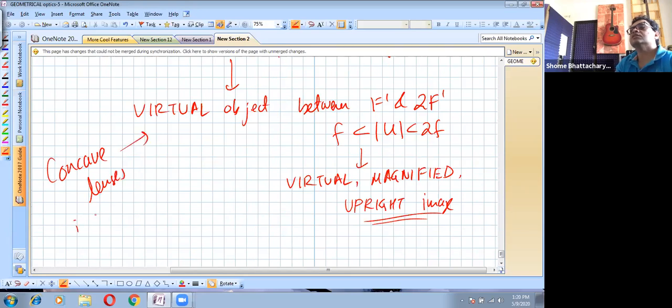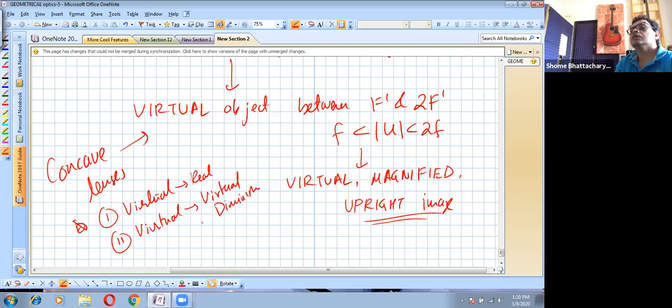there are three possible cases. Virtual giving real, then virtual giving virtual diminished, and virtual giving virtual magnified. All three cases are possible. But that all depends on the position of the virtual object with respect to the pole. And of course, if it is virtual giving real, then this has to be magnified.